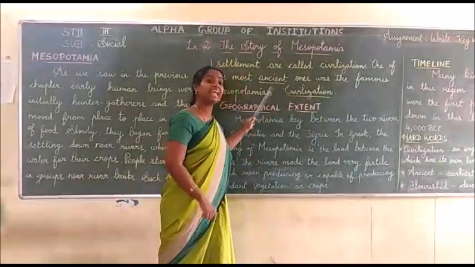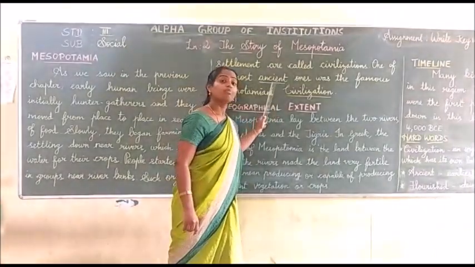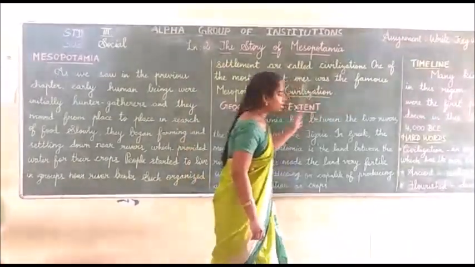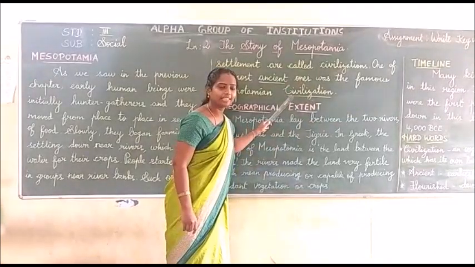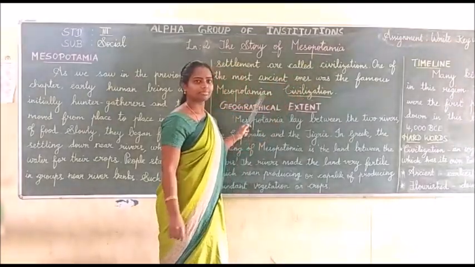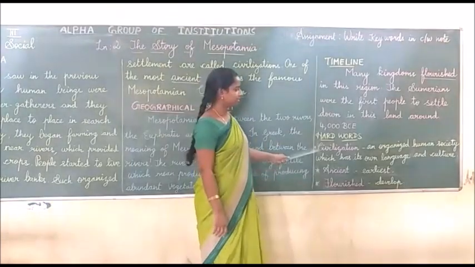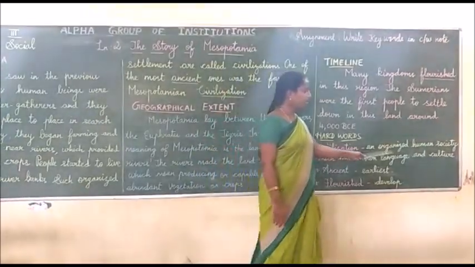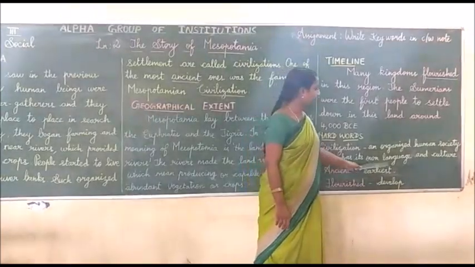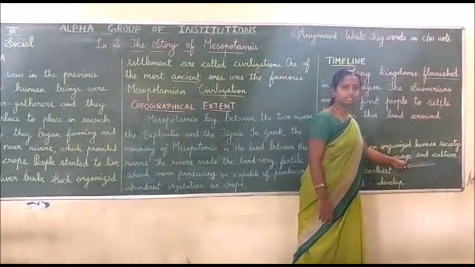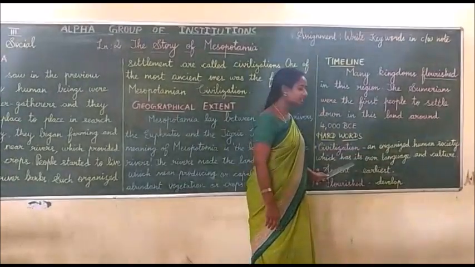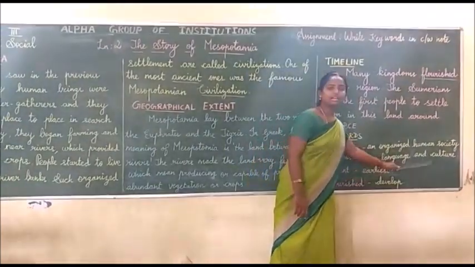One of the most ancient ones, which means earliest ones, was the famous Mesopotamian civilization. Here we are going to talk about the story of Mesopotamia. Okay, children, what is the meaning of civilization? Civilization is an organized human society which has its own language and culture. So Mesopotamia also had a human society which had its own language and culture.